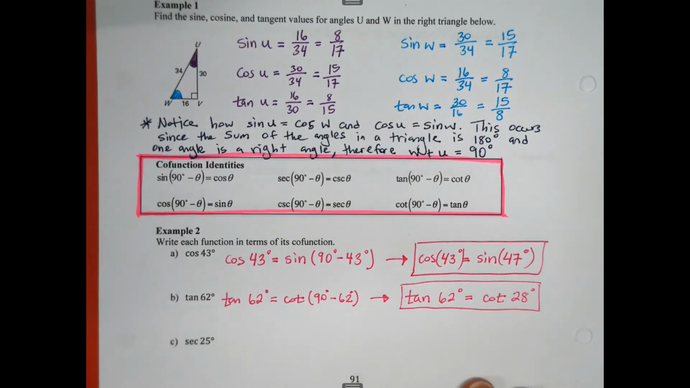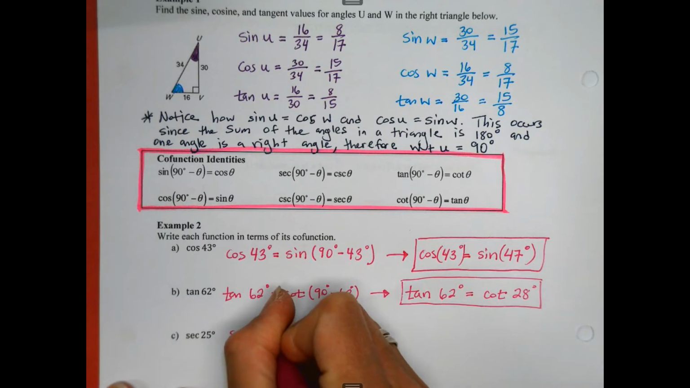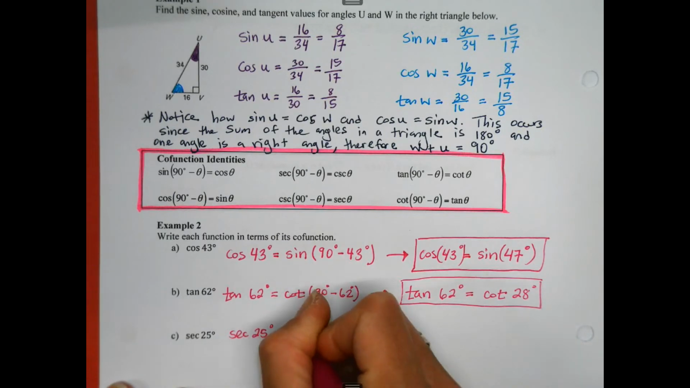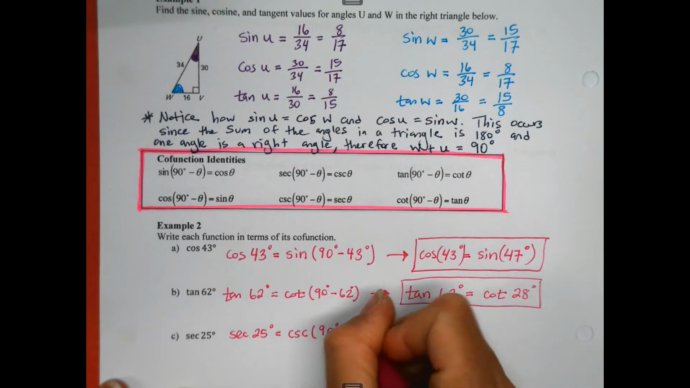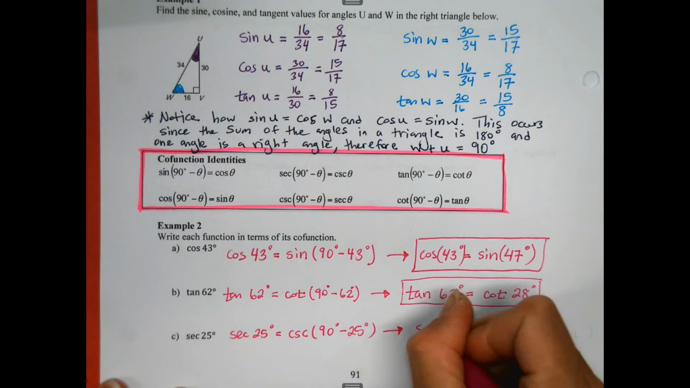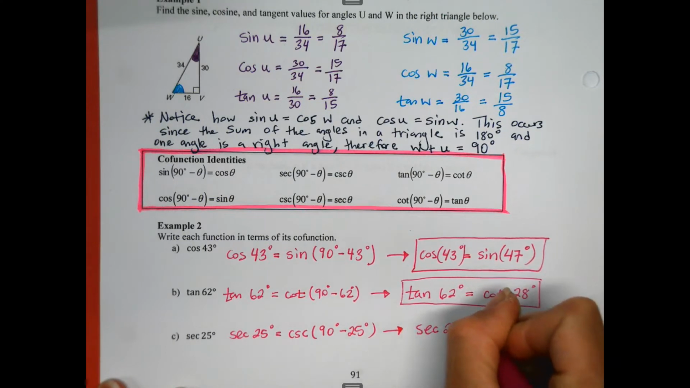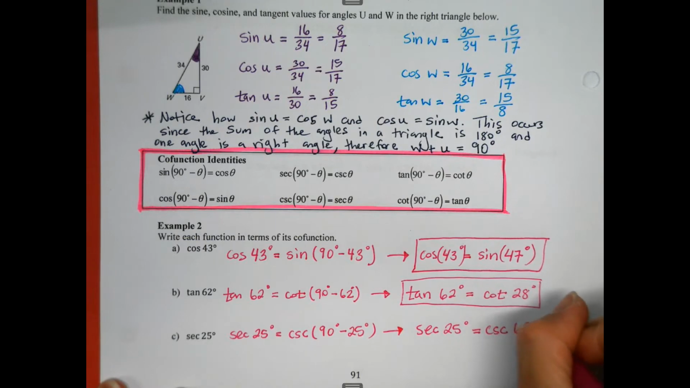And last but not least, secant of 25 degrees. Its cofunction is cosecant. So it's equal to cosecant of 90 minus 25. The cofunction secant of 25 is equivalent to the cosecant of 65 degrees.